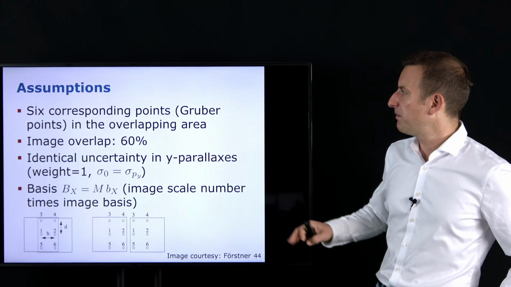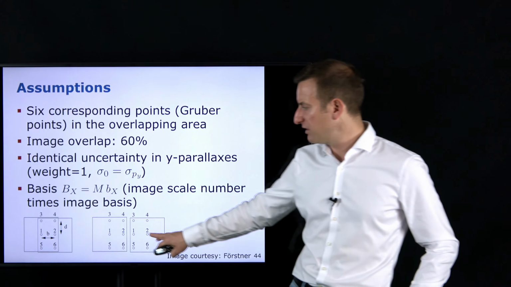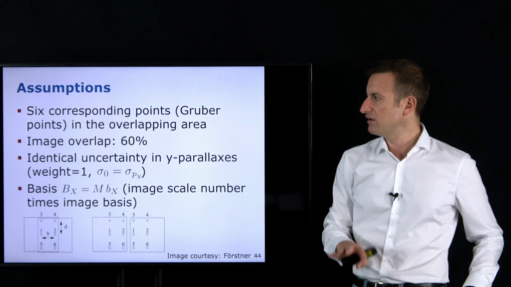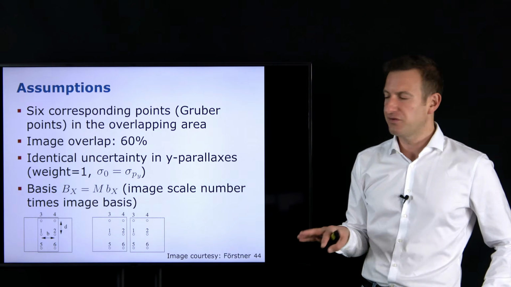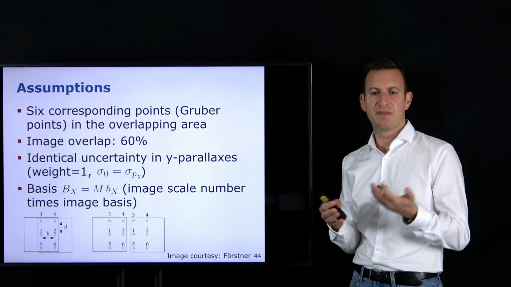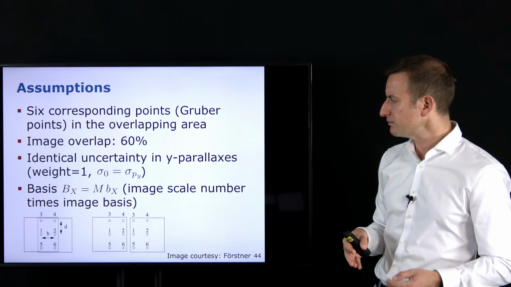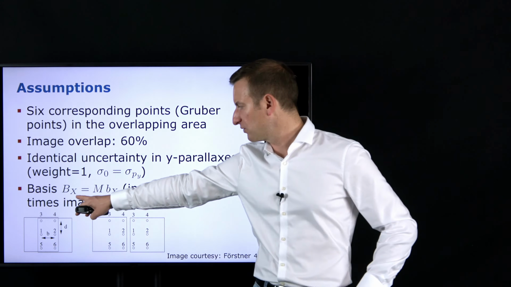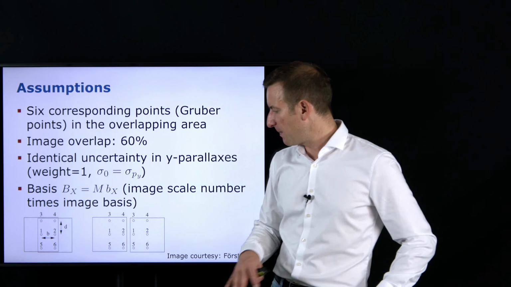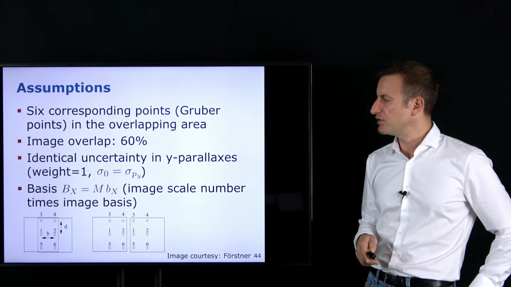In this setup, we have 6 corresponding points. We have an image overlap, so how much do those images overlap? By 60%. We assume here the same uncertainties of the points, so I can measure all points in the same way. And then the basis vector is basically given by the image scale number times my image basis in my image.